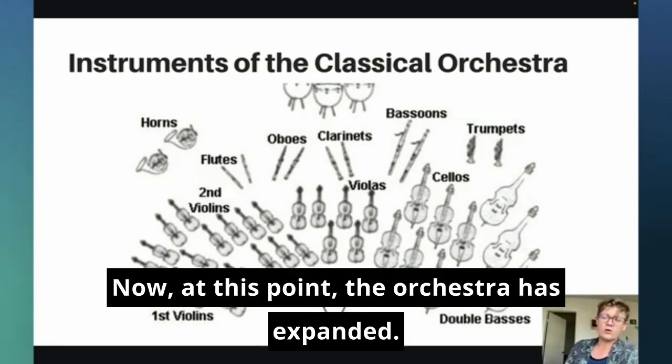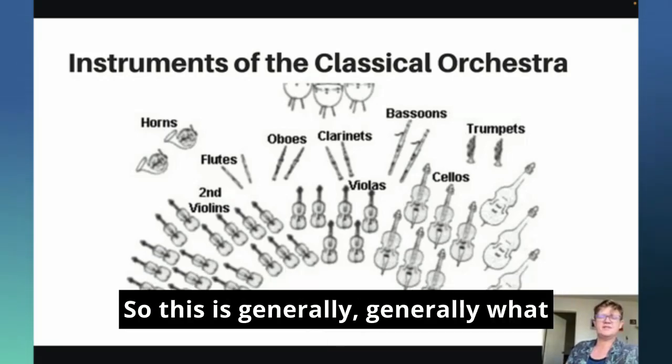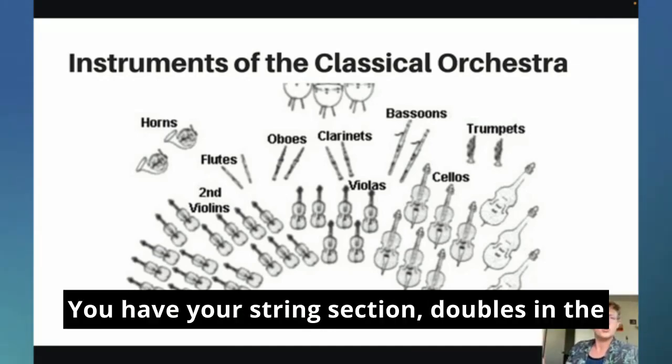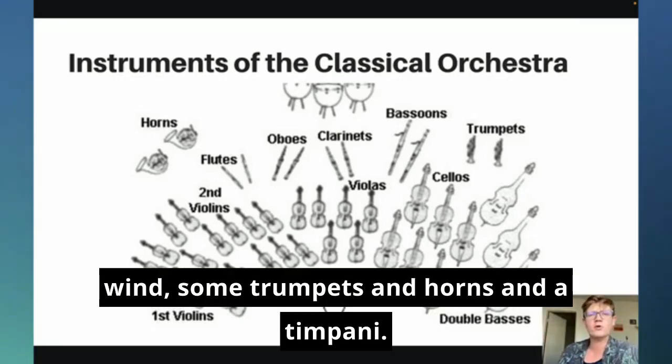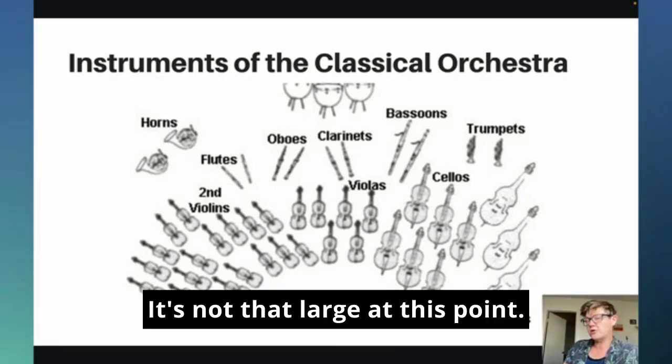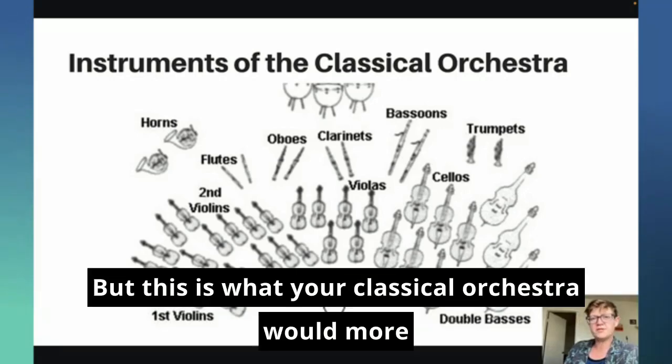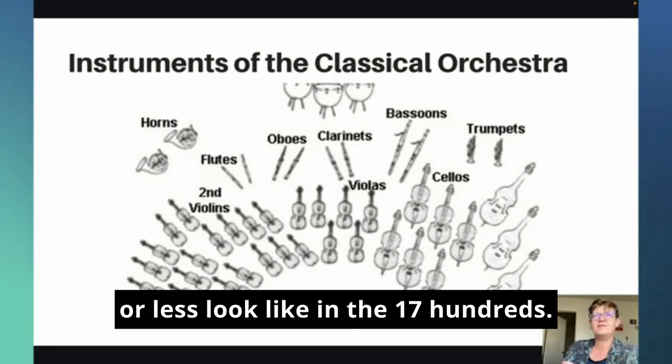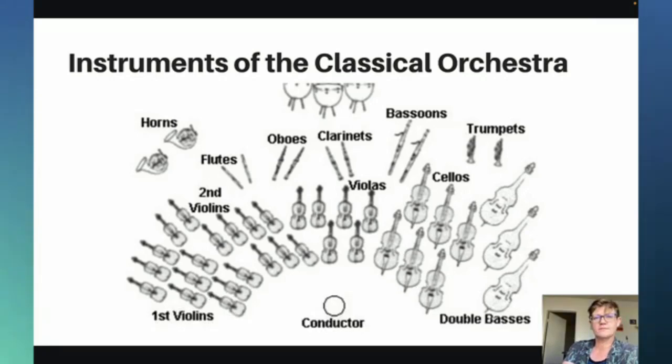Now, at this point, the orchestra has expanded. So this is generally what the orchestra would look like. You have your string section, doubles in the winds, some trumpets, some horns, and a timpani. It's getting larger. It's not that large at this point. It will expand in the future, but this is what your classical orchestra would more or less look like in the 1700s.